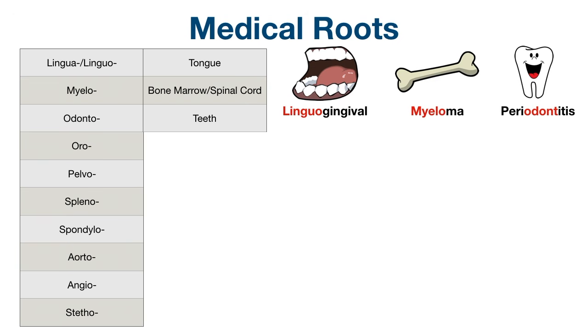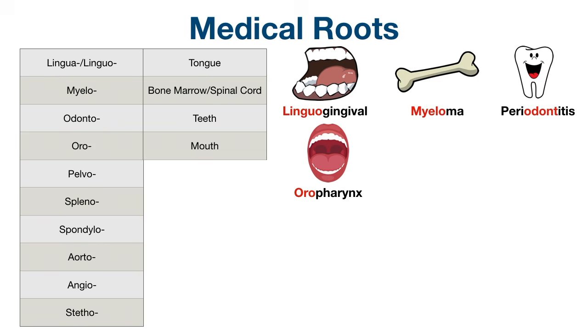You can think of periodontitis, which is inflammation of the tissue around the teeth. It's a good example of a medical term that uses a prefix, which is peri, and this means around or surrounding. And then there's a root, which is odonto, and this means teeth. And finally a suffix, which is itis, and this means inflammation.